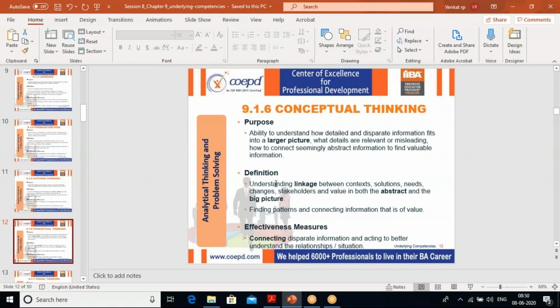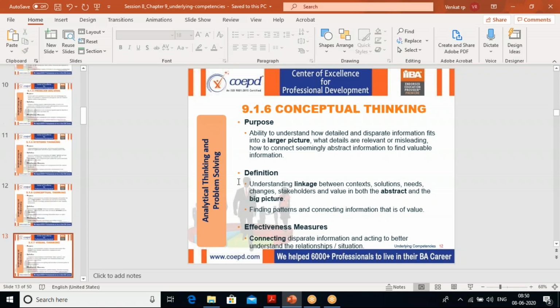You should be able to understand the linkage between this particular small area and the entire big picture, like the linkage between the context, solutions, needs, changes, stakeholders, and values. We have to understand all of it. That comes from conceptual thinking, right? And after that we have visual thinking.